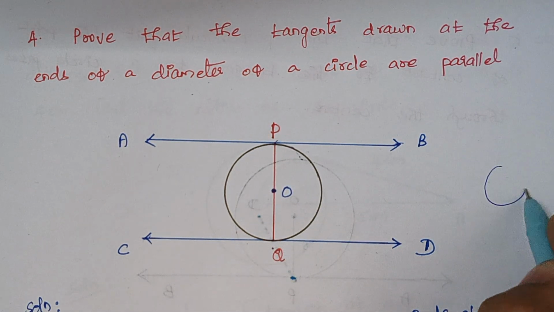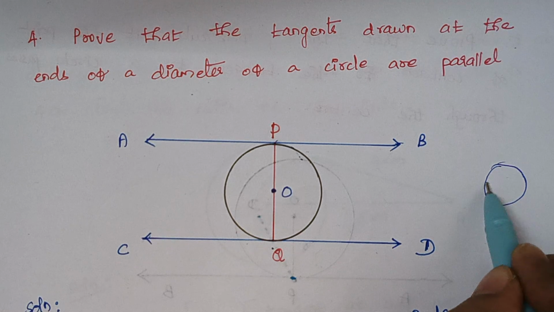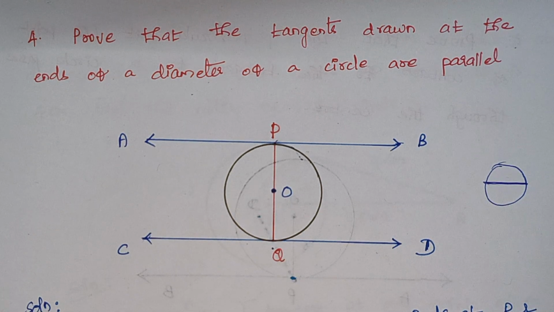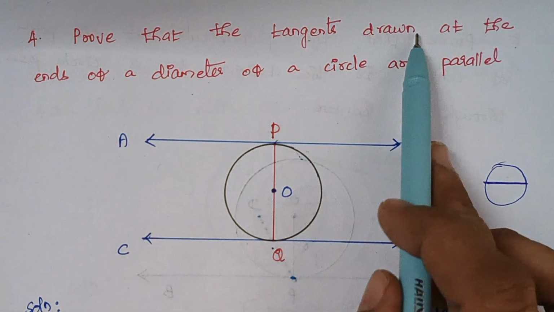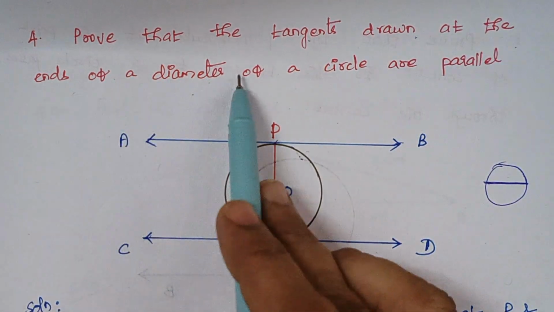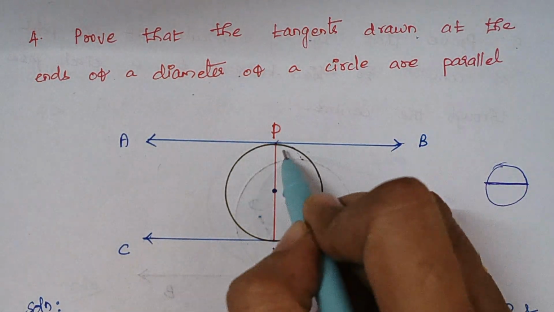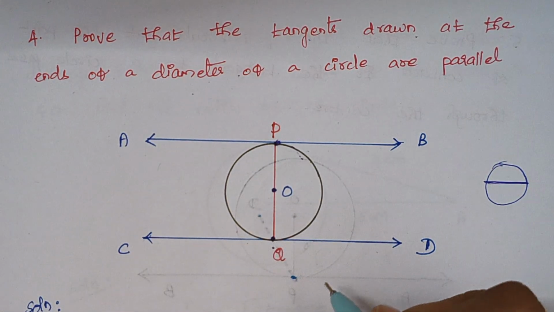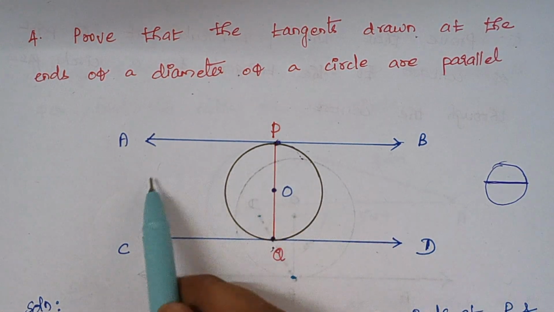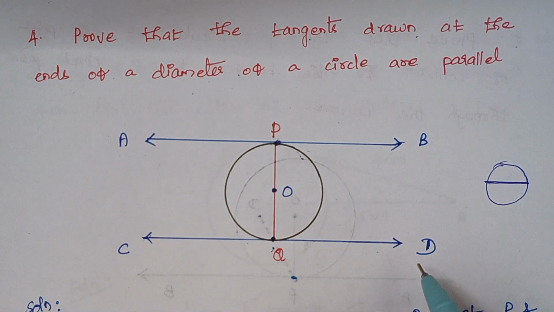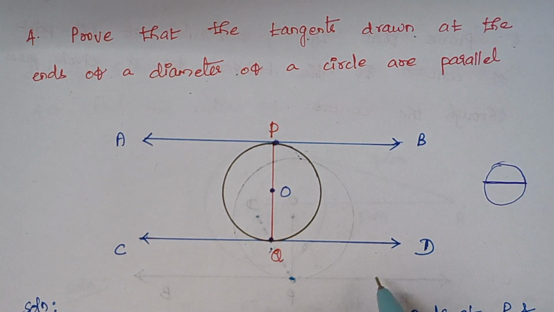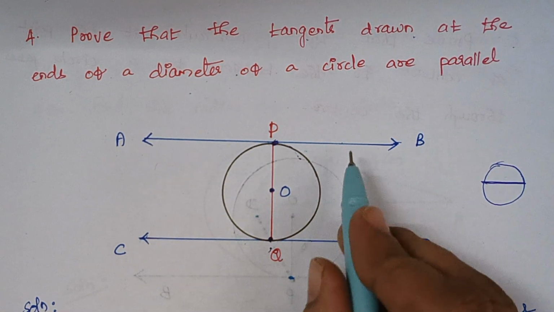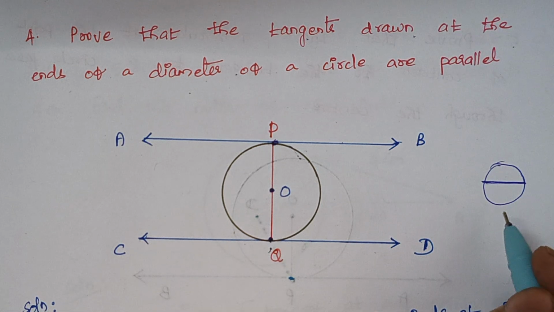You can even draw it like this also. This is the circle and this is your diameter. Both hold the same meaning. And the tangents are drawn at the ends of the diameter. So what is the diameter end? This is one end of the diameter and this is the other end of the diameter. At these points we are drawing tangents, and finally we have to prove that these two tangents are parallel.